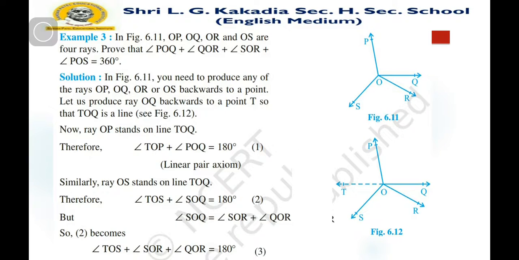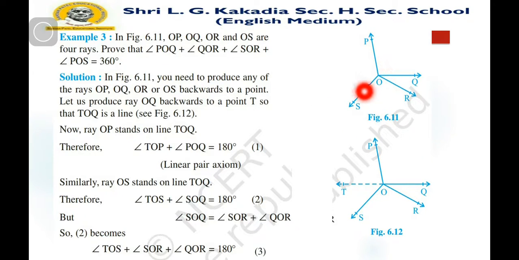Example number 3. In figure 6.11, OP, OQ, OR and OS are four rays. Here you can see that O is a vertex from which all the rays OP, OQ, OR and OS are generated, as you can see in the figure. So we want to prove that the angles subtended by all these rays, angle POQ plus angle QOR plus angle SOR plus angle POS, is equal to 360 degrees. That means we want to prove that the sum of all these angles is 360 degrees.